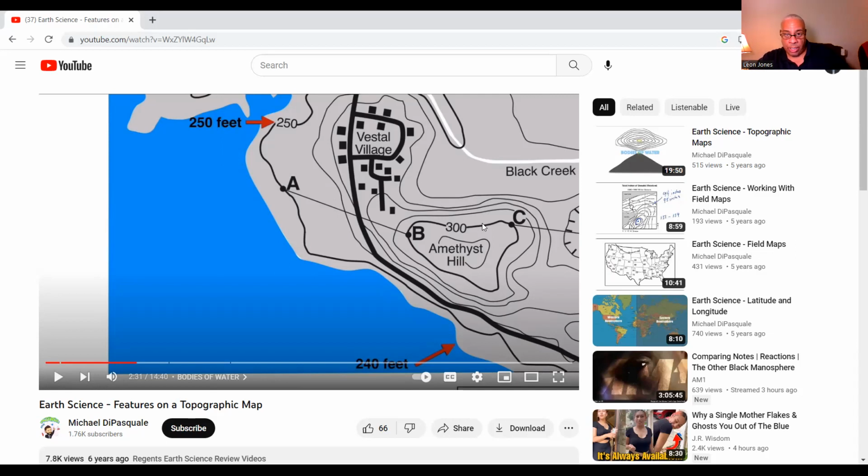250, and just like I told you, this contour line, like Amherst Hill, it's right around, I'm going to say 310 feet above sea level. And these are the contour lines. And this 300 right here, this is your elevation. And as you see how close the contours are, the closer they are together, that's steep. The farther apart, that means it's less steep. Let's continue.